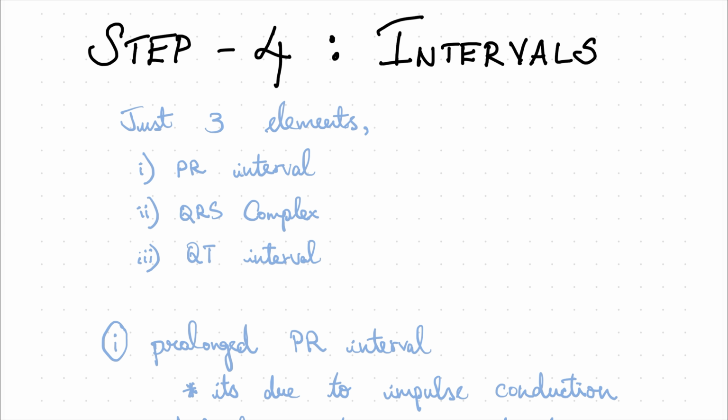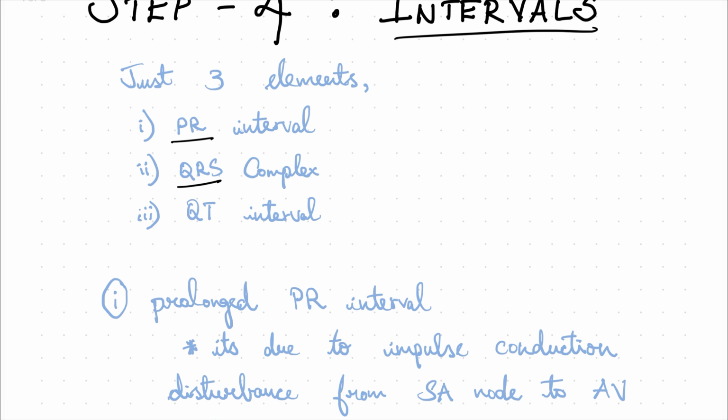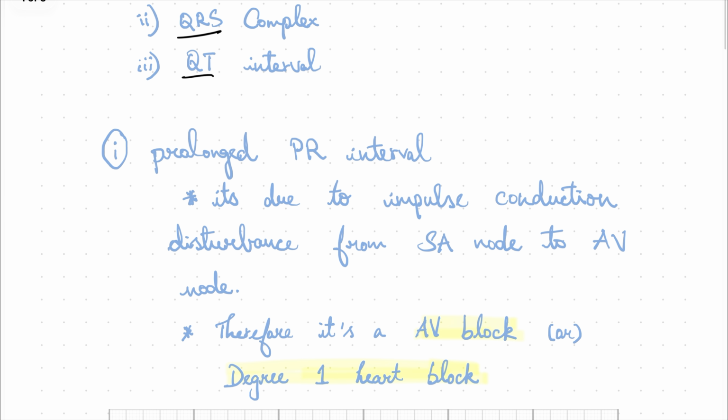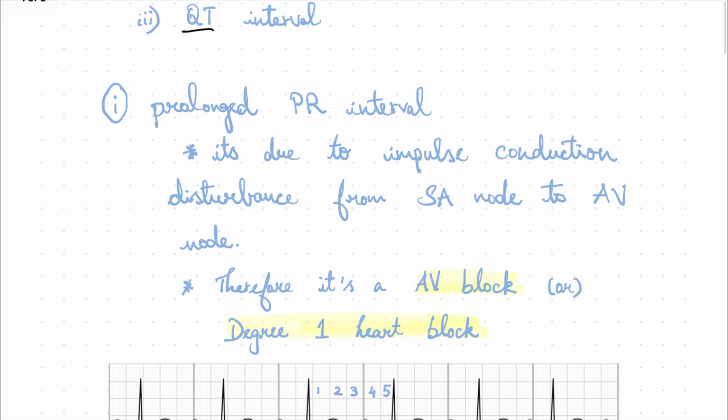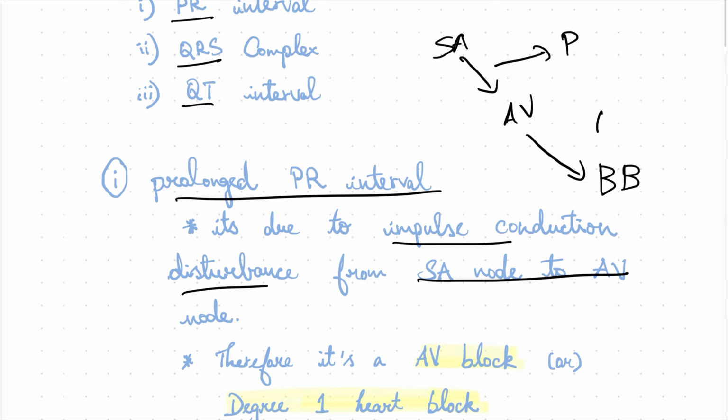Moving on to step 4, we look at the intervals. What are the intervals we're worried about? PR, QRS, QT. Moving on to the first one, prolonged PR interval. So it is due to impulse conduction disturbance from SA to AV node, because I've told you before that from the SA node to AV node, when there's a block, it's P, and from AV node to the bundle branch, when it goes, it is QRS.